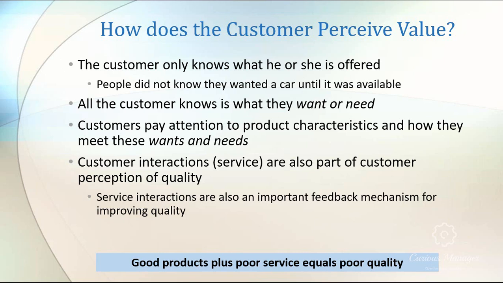So, they didn't go out and say, you know what, I could really use a car about now. So that's important to understand. Customers do not exactly know what kind of product they want. All they know is what you offer them, and that's very important. So customers pay attention to the product characteristics and how they meet these wants and needs. So when you offer something new to a market, customers will look at how their wants and needs are manifest, and then they'll look at how current products in the market provide for those wants and needs, and then they compare that to what you offer. And this is part of the company's value proposition.